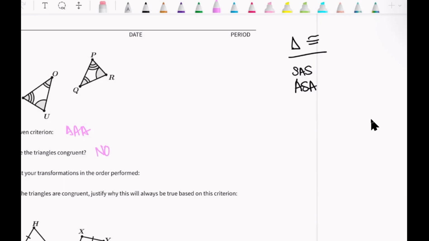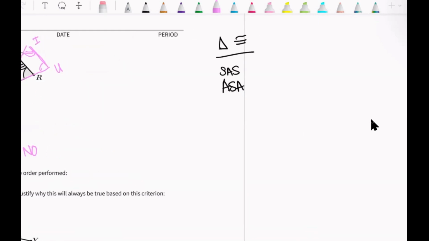And when you list your transformations, can you imagine that O sits on top of Q? Because this angle is this angle, when you did it, it would look something like this. Where this is U and this is I, right? So just because you have three angles being congruent does not mean that those two triangles are congruent. So this goes on my list of not congruent.